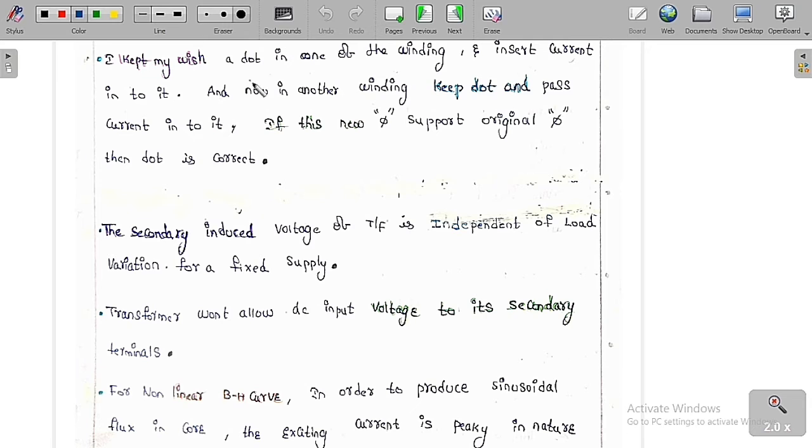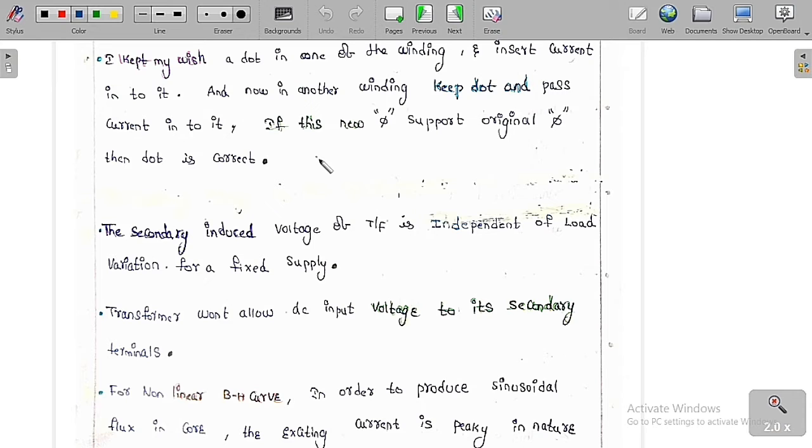So I kept my mesh dot in one of the winding and insert current into it, and now in another winding keep dot and pass current into it. If this new flux supports the original flux, then the dot is always correct. So this is the procedure by which always you have to mark the dots in the coils.